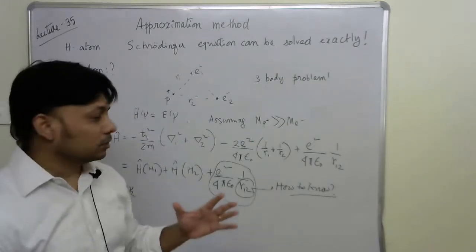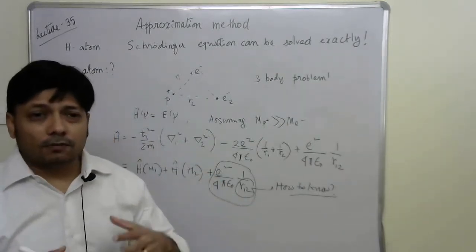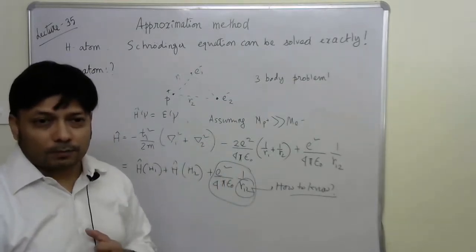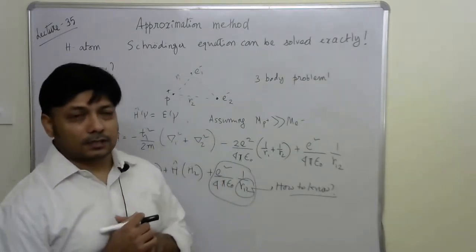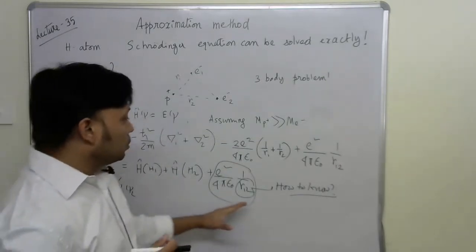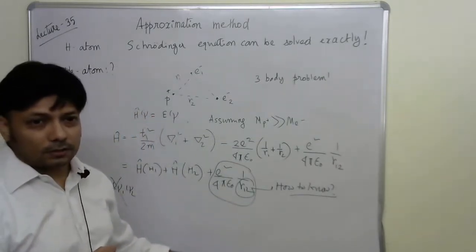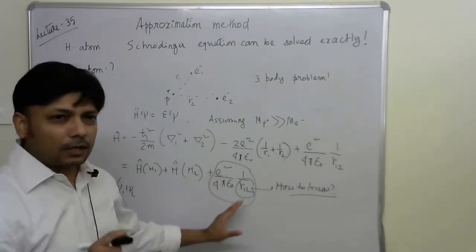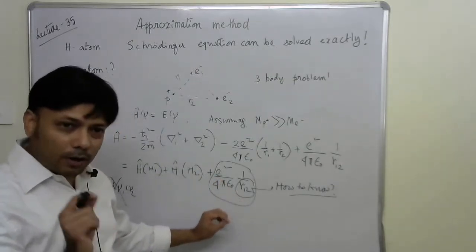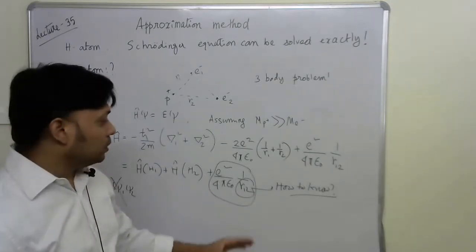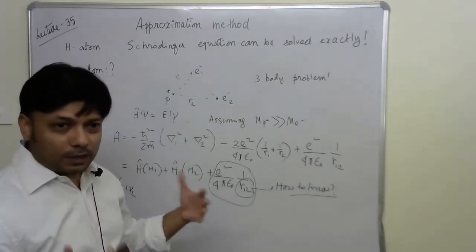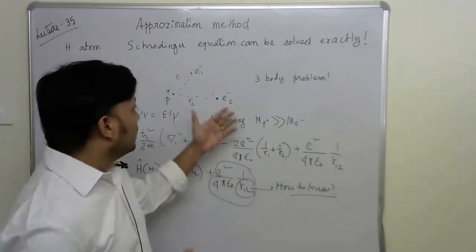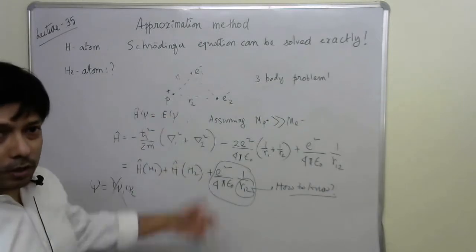What is the way out? Does quantum mechanics give us a way to predict the energies of helium and other multi-electron atoms? The answer is yes, and we have to use some approximation. That means we can predict the energies as accurately as 99 point some percent, which is good enough to be as accurate as is expected from solving the Schrodinger equation.